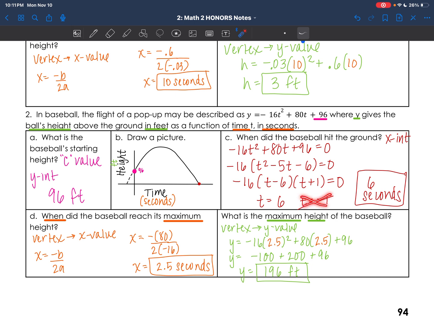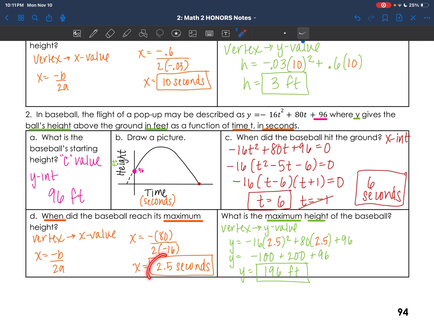Well, we can't have negative time, so that's why we're not using this one, but we are using that one. When you're doing this, just be careful and make sure you check to see if your options make sense. All right, which would be 6 seconds. Then it's asking when did it reach its maximum height. You're looking here, but you're going to be looking at your x value. Remember to plug in your information, and you should have gotten 2.5 seconds. So this right here would be 2.5, which would be up there somewhere.